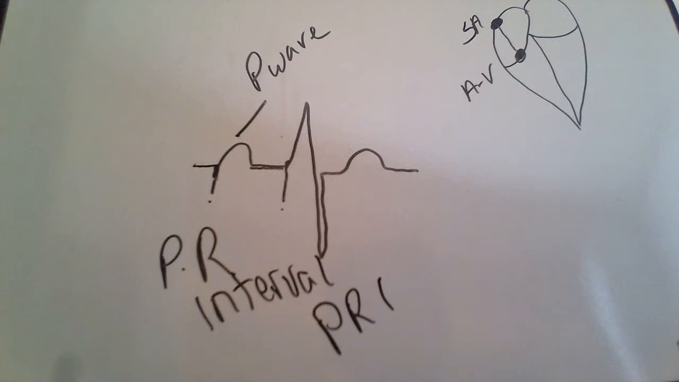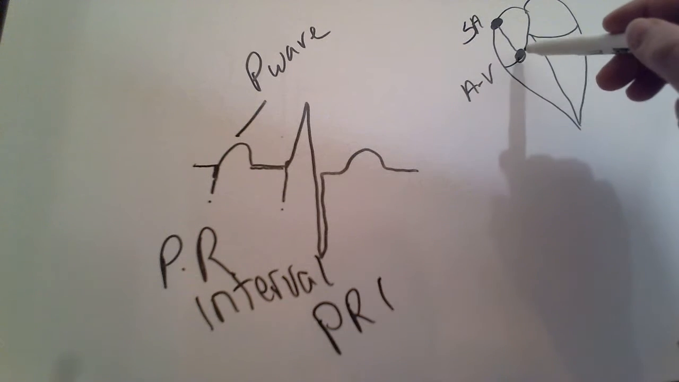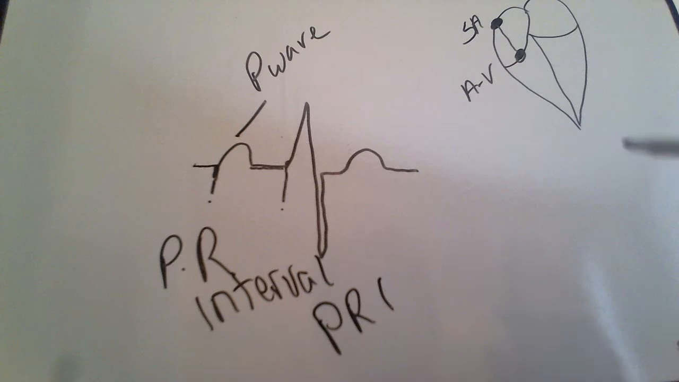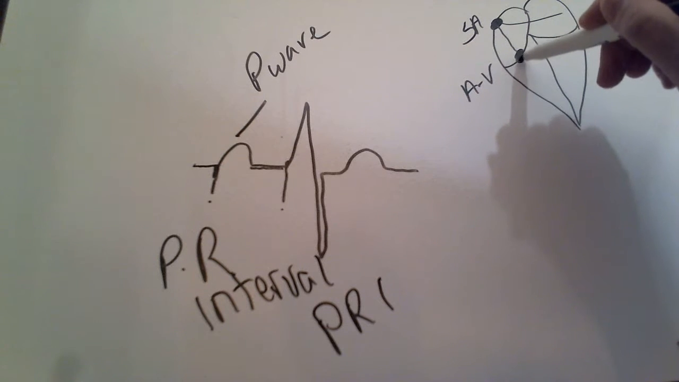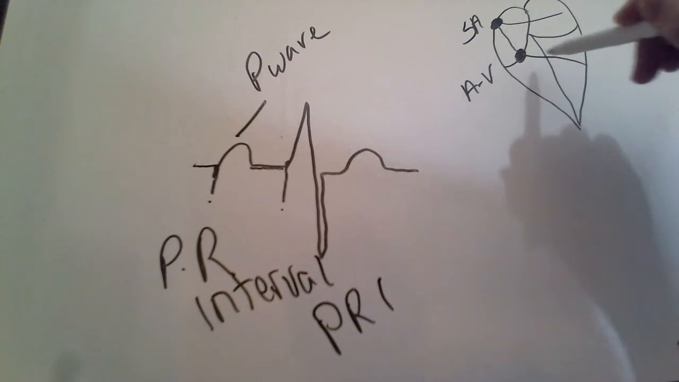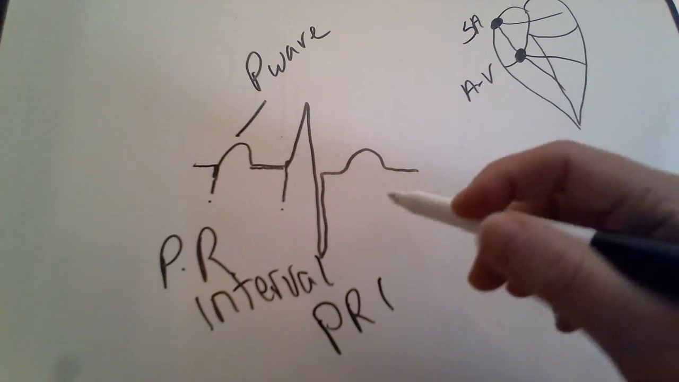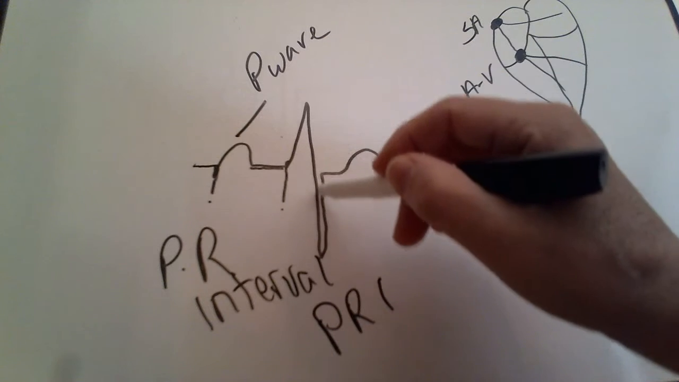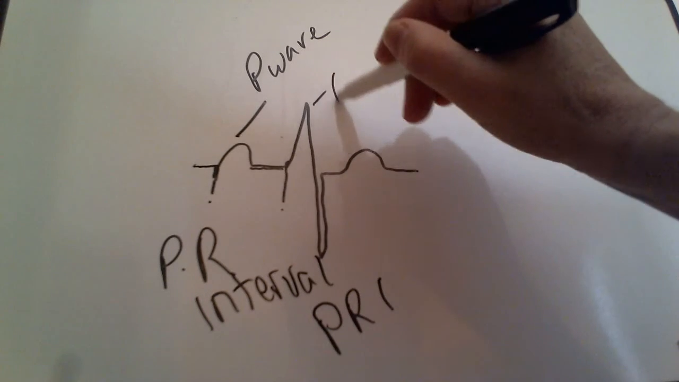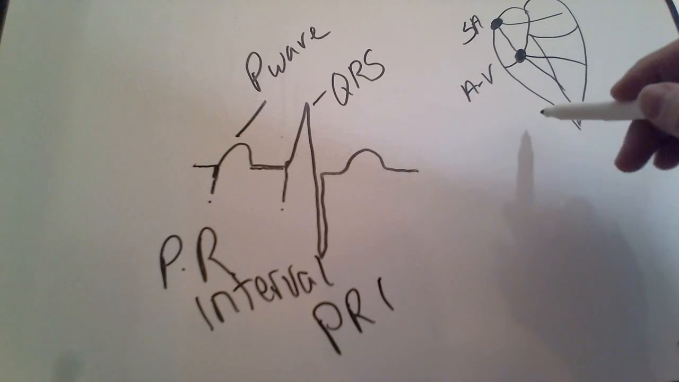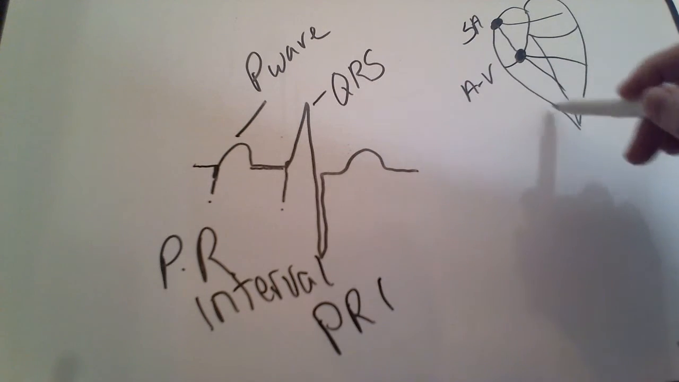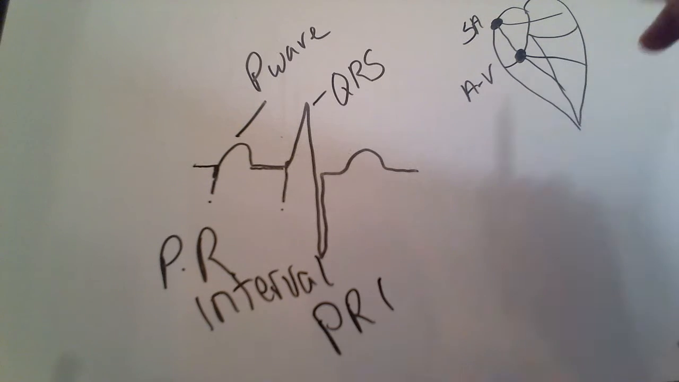And what happens is there's a slight delay at the AV node, and then the complex, delayed right here, the pathway goes out into the ventricle to form your QRS. So the QRS represents contraction of the ventricle.